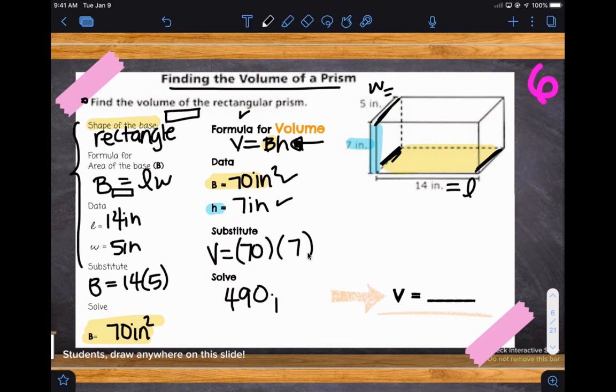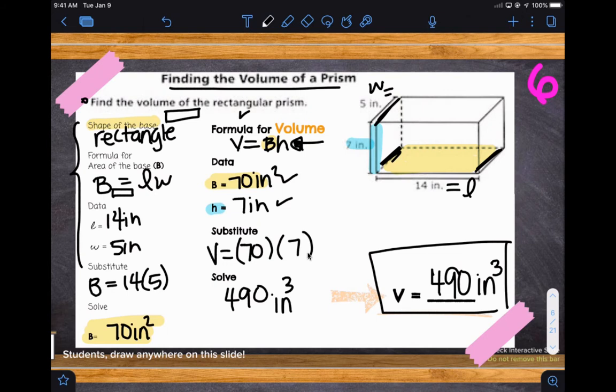Cubic inches. So we will write it right here, 490 cubic inches. There we go. So that's the volume of this rectangular prism, which is how many little cubes this rectangular prism or box can hold. It can hold 490 cubic inches. It's like if you could imagine the little cubes here, right? So this one could hold 490 of those little cubes, something like that. Of course they're smaller.